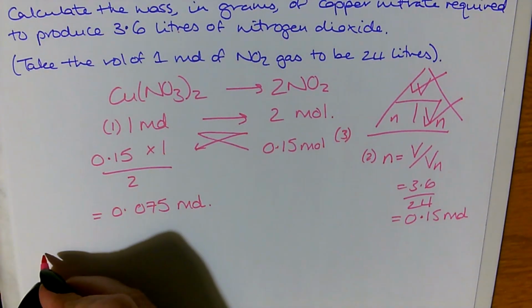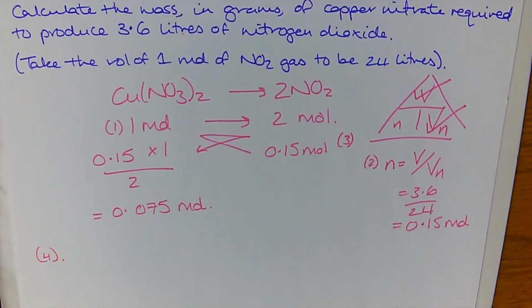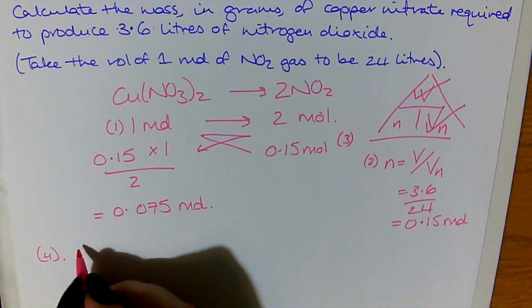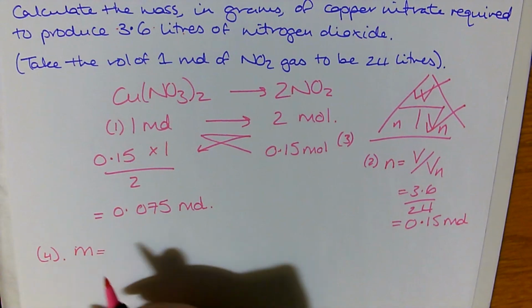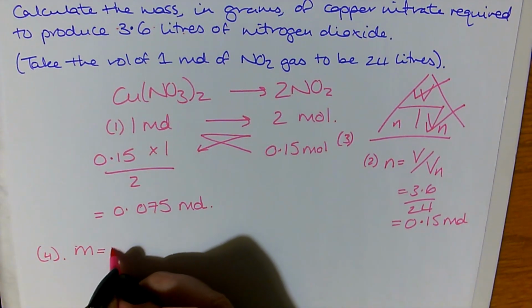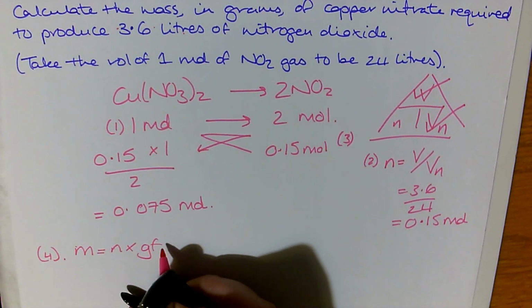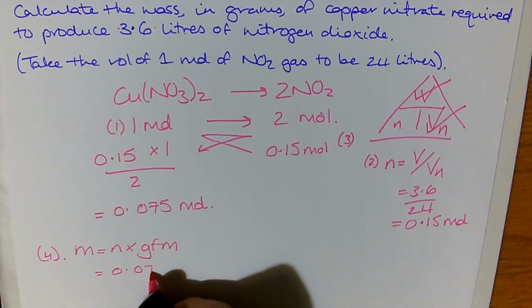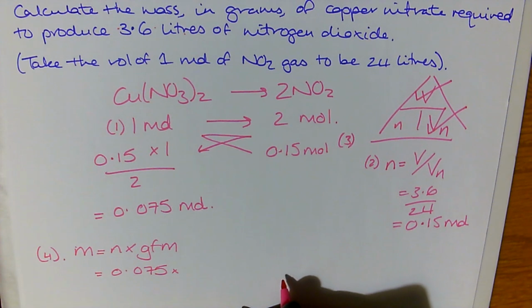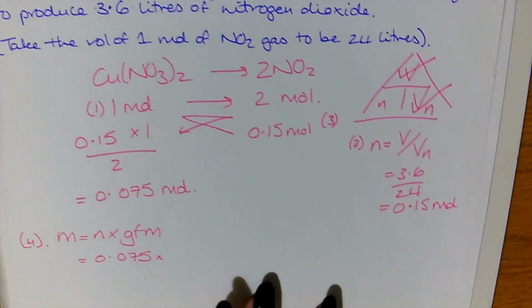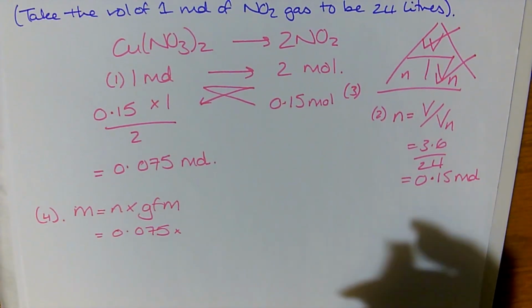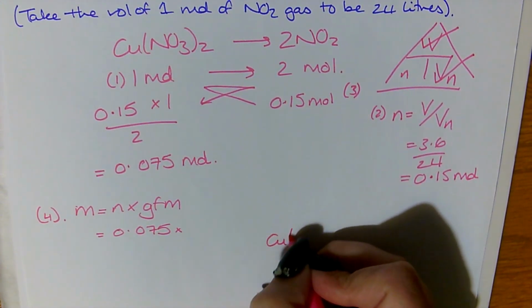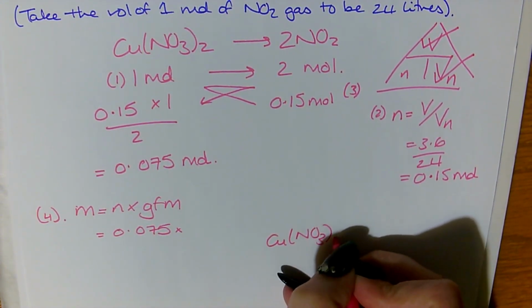Now, step 4 is answer the question. What does the question ask us? It asks us to calculate the mass. Okay, so now we need to work out mass. The same as we've been doing for years now, mass equals number of moles times gram formula mass. You've just worked out the number of moles, 0.075, and then you need to input the gram formula mass. Now, hopefully we all remember how to do that. We should have been doing it for quite a few years at this point. I'll just pop my working here.